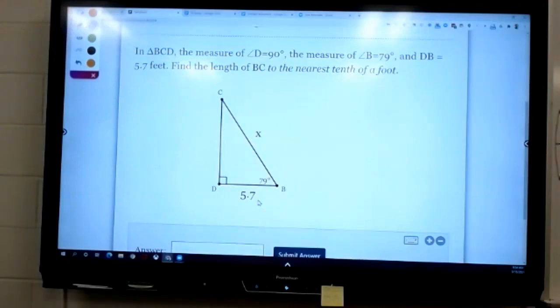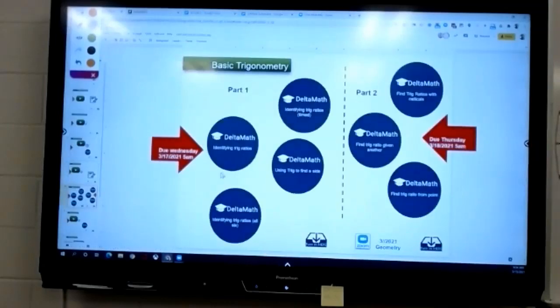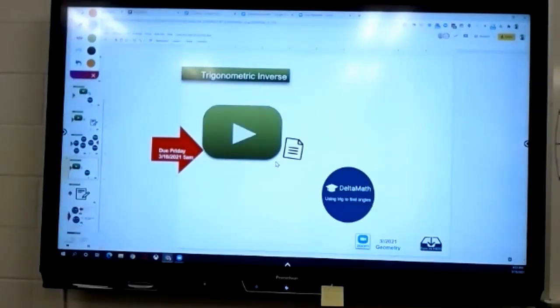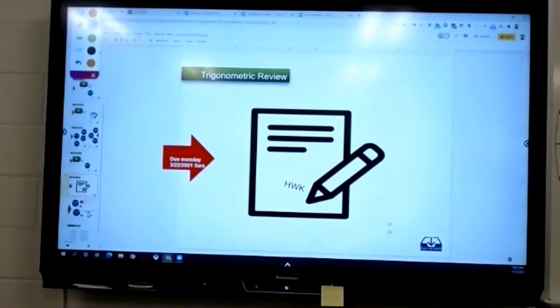All right, let's talk about homework. Here we go. Ratio of special triangles. Okay, so all of part 1, do on Wednesday. Part 2, do on Thursday. But if I were you, I would start looking towards Friday's homework and Monday's fatty worksheet. Test would be right after that.